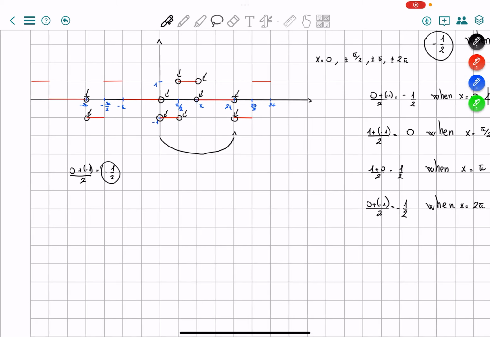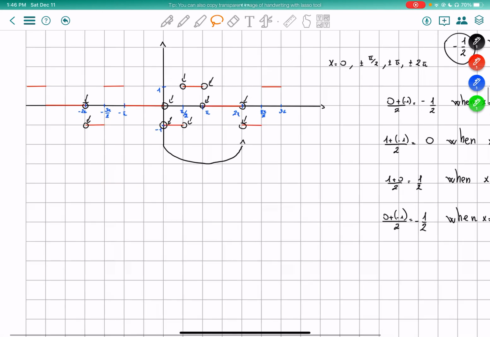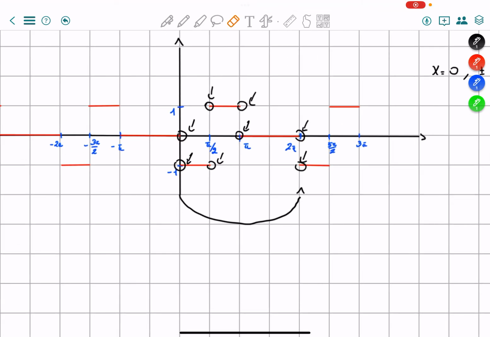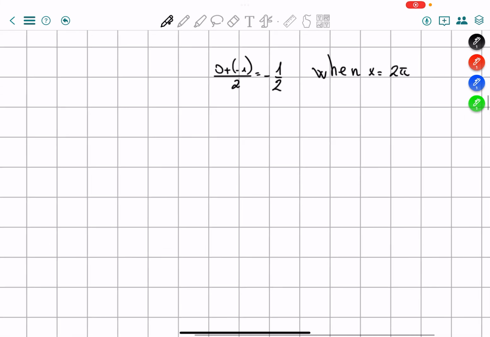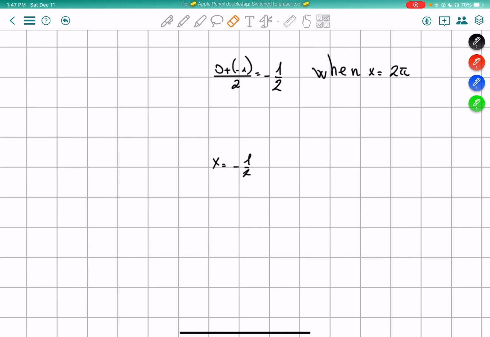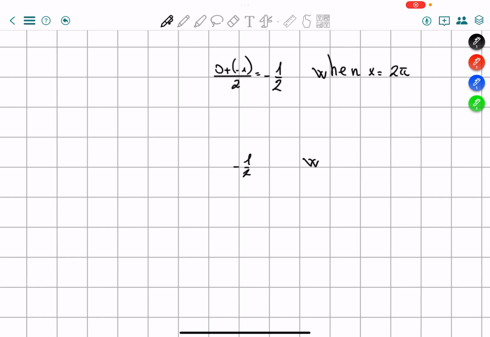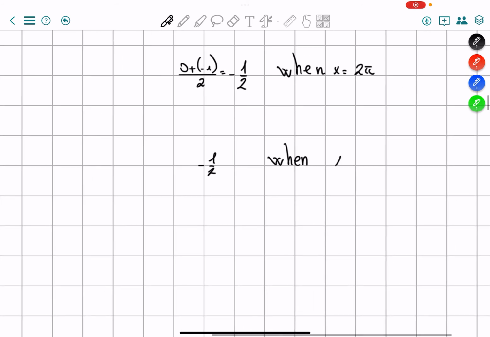Let me delete this part and clear out some of our drawings on the graph. Okay, now our graph looks neat again. Let me write it all together. Our Fourier series is equal to negative 1/2 when x is equal to 0 or plus or minus 2 pi.